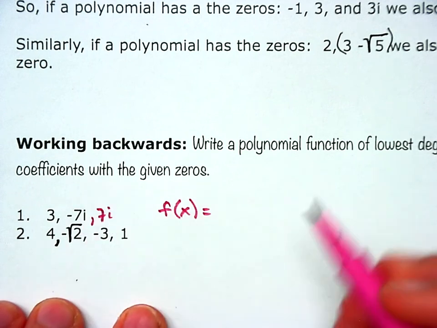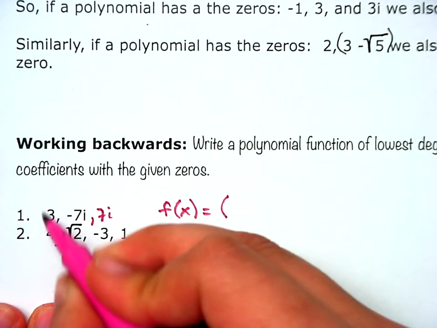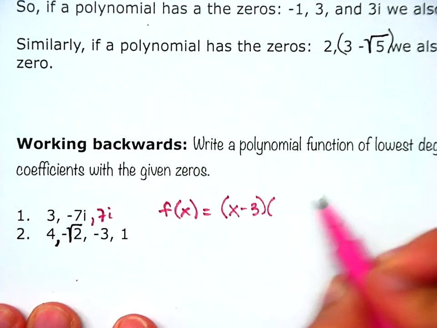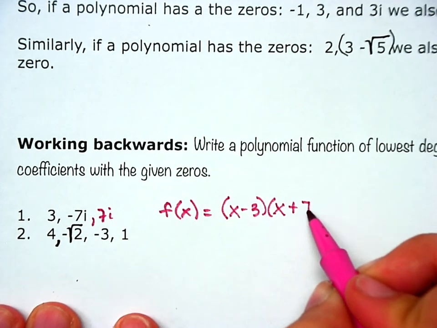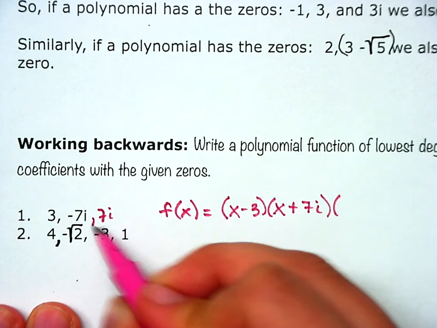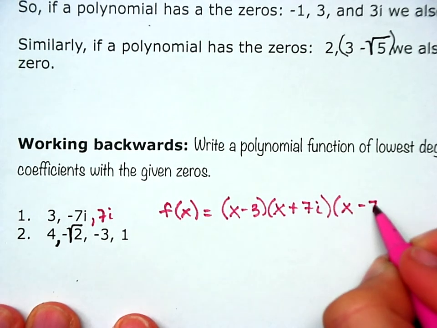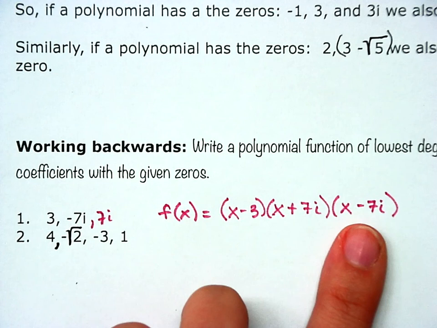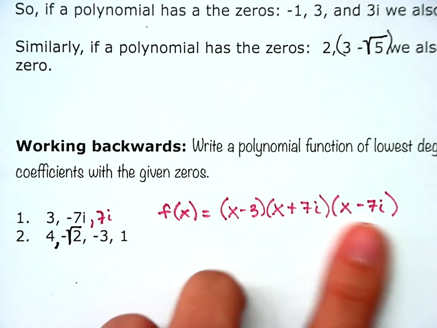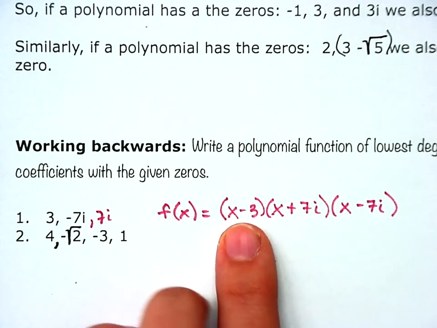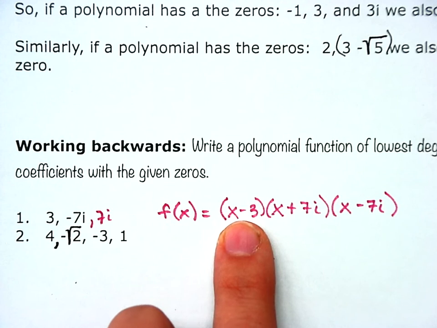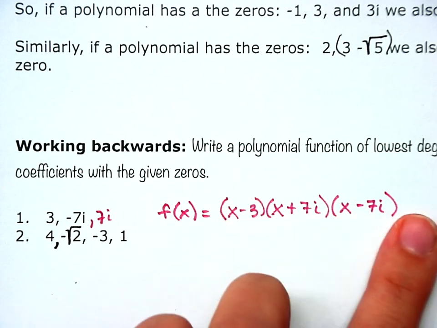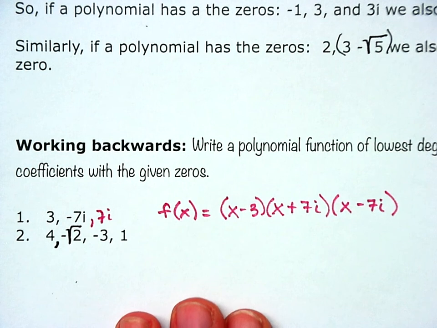So if I want to write this as a polynomial, what I'm going to do is write factors where these make them 0. So my first factor would be x minus 3. My second factor would be x plus 7i. And the last one would be x minus 7i. Now we can absolutely multiply these out. You may see that in your homework where it needs to be multiplied out. If we did, we would have x to the 3rd as our highest power and then a bunch of terms after that. But for now, I'm just going to leave it like this.